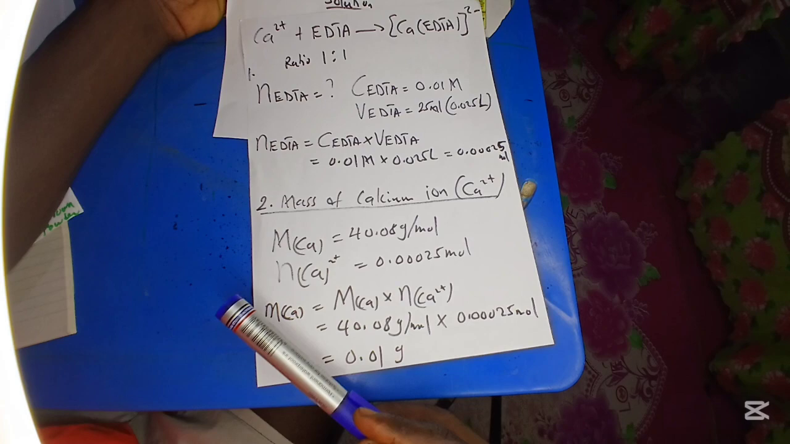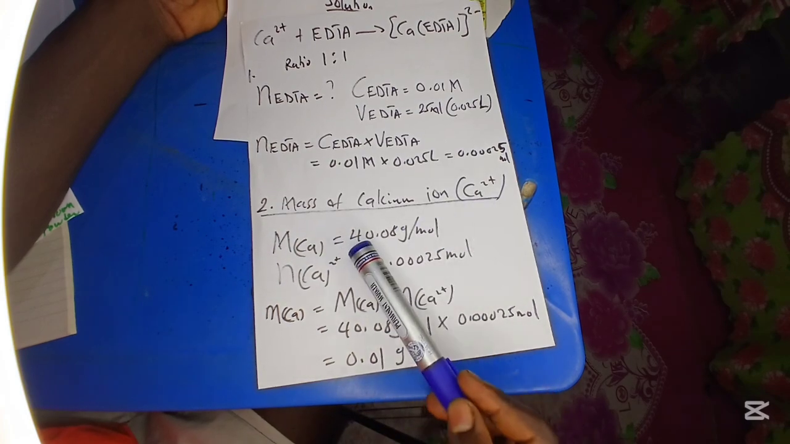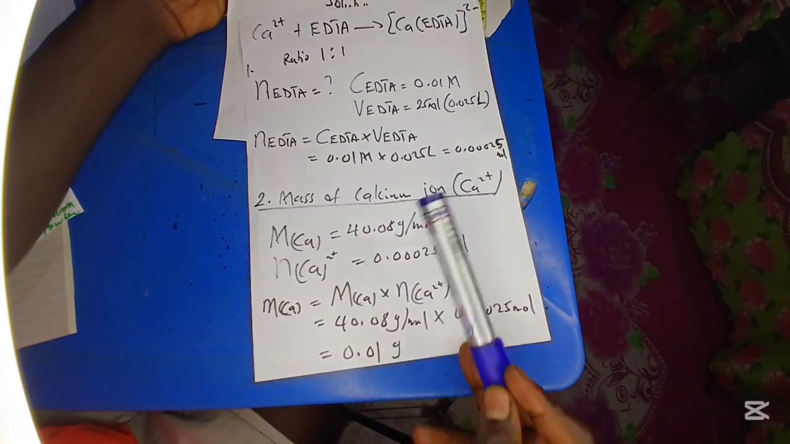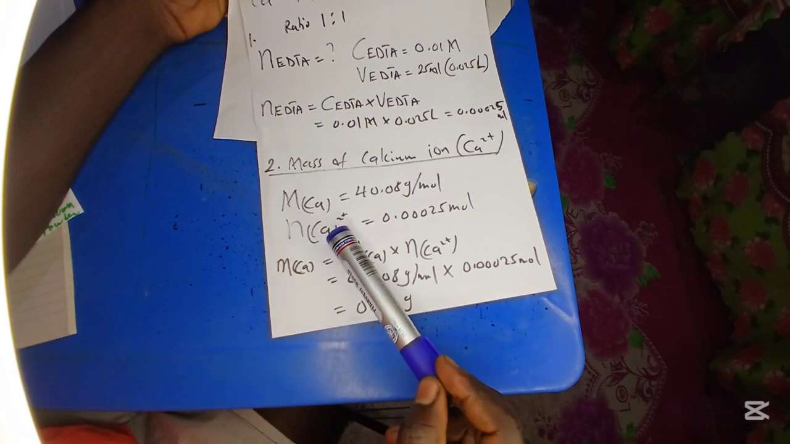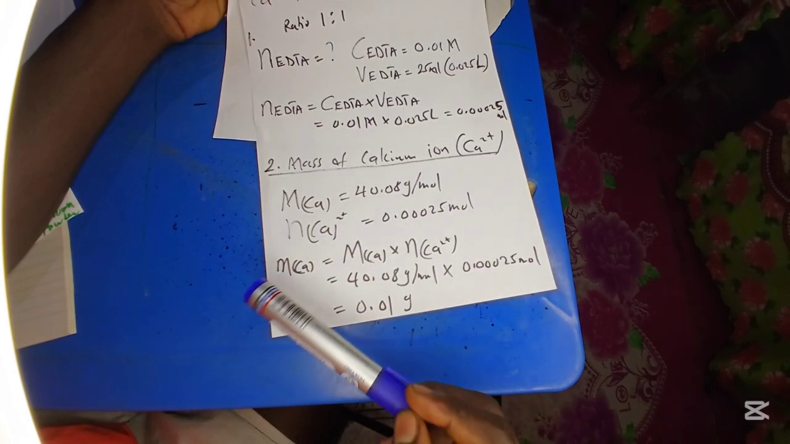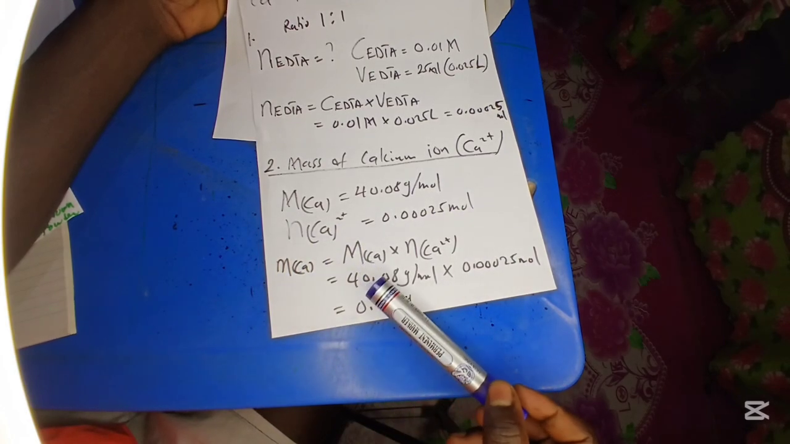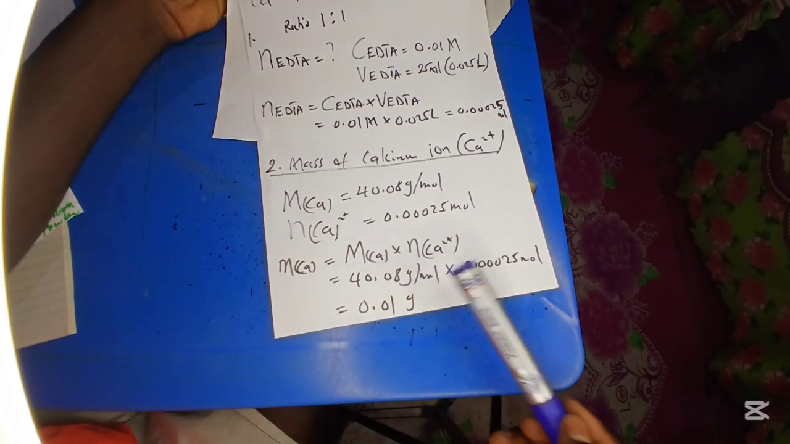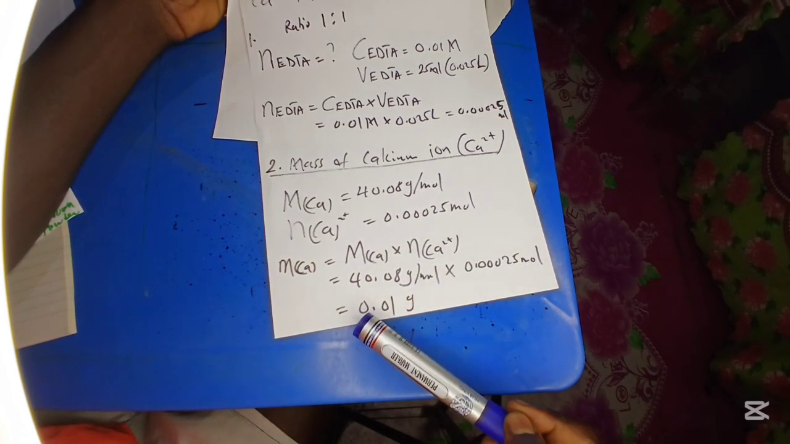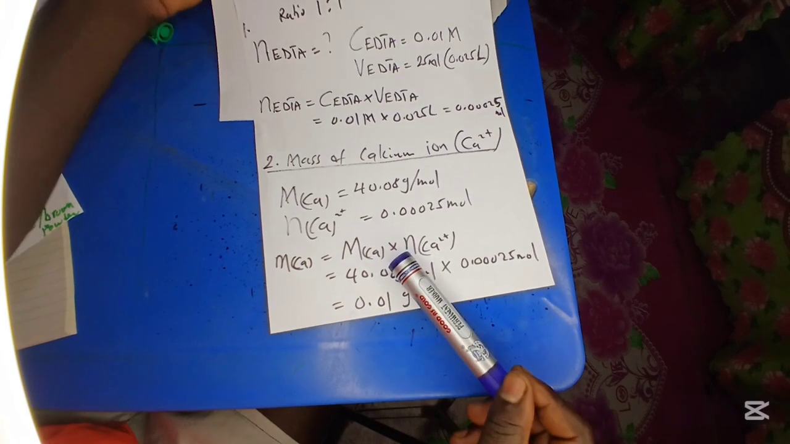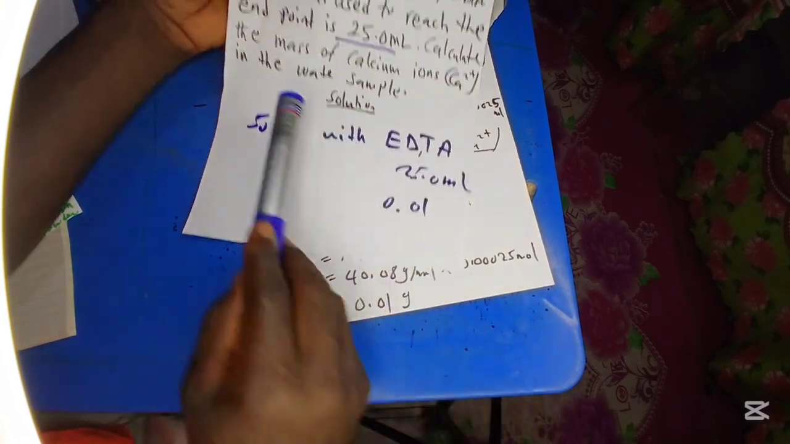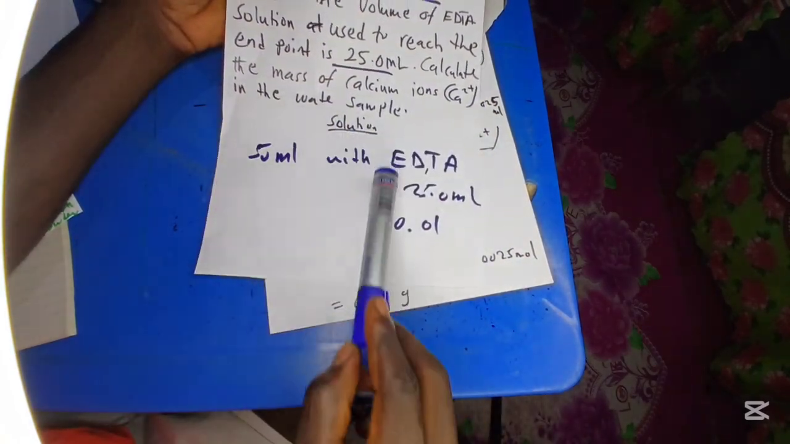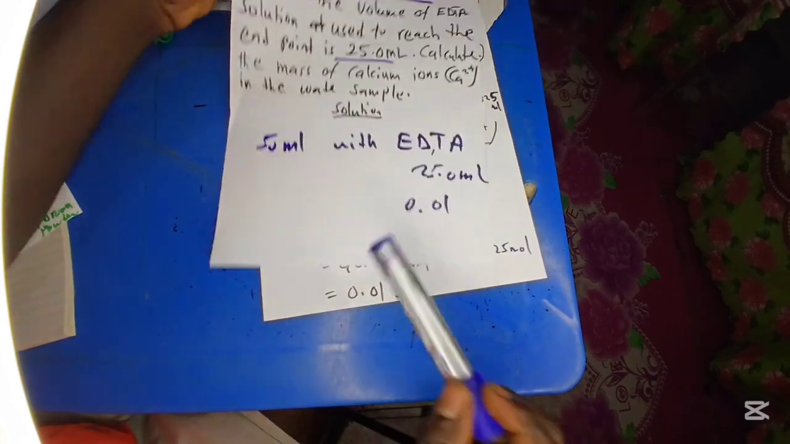So now the molar mass of calcium is 40.08 gram per mole. And we now know the moles of Ca2 plus, which is this. And now we know mass is related to molar mass and moles of a given sample. So molar mass times moles gives us 0.1 gram. So the question is now answered, that we should calculate the mass of calcium ion in the water sample. So this is the solution.